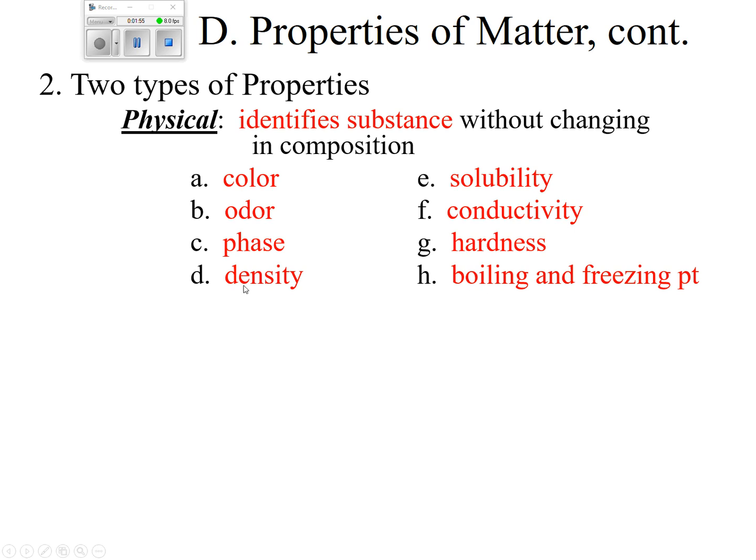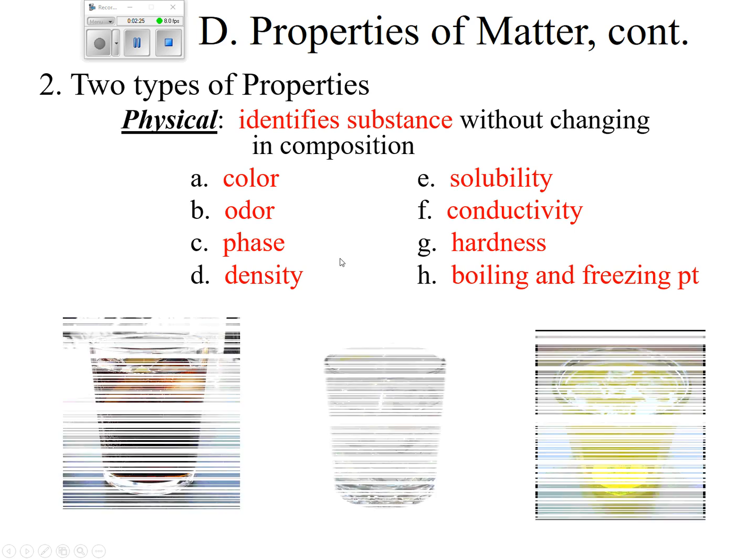All of these characteristics help you identify the substance, but when you're testing them, you're not changing anything about it. When you're smelling the odor, you're just smelling the odor, and that's a physical property. When you're looking at its color, you're doing nothing to it. When you're measuring its density by measuring its mass and volume, you don't change what it is. When you measure its conductivity, you don't change what it is. So if you test all of these things, you will not change the identity of the substance.